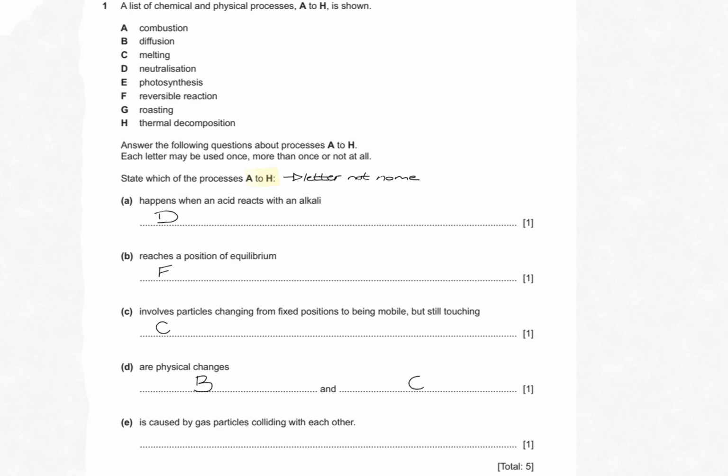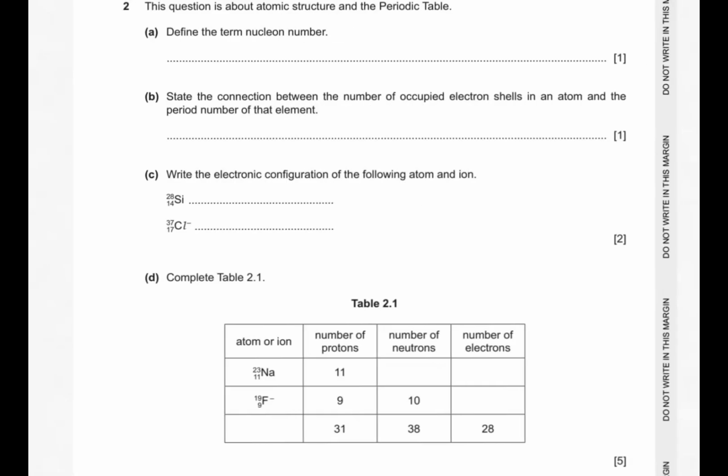They then ask which is caused by gas particles colliding with each other. Now if we think back to our little lesson that we had before the question, we know that colliding with each other is a property of diffusion. So my answer here is B. Okay, let's go to the next page.